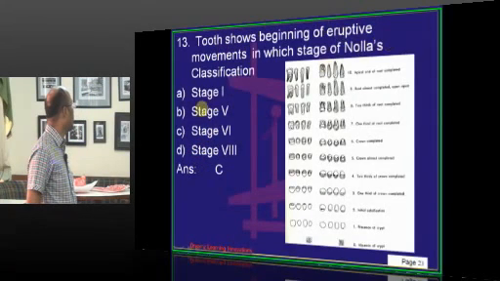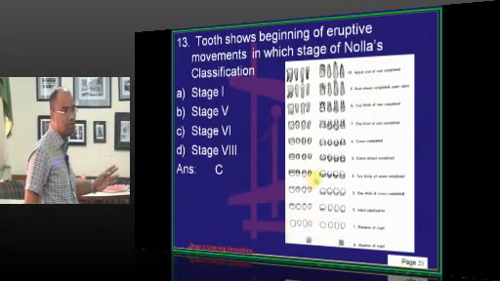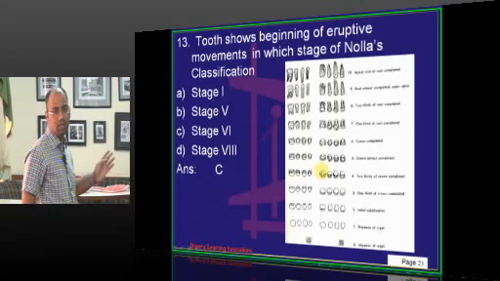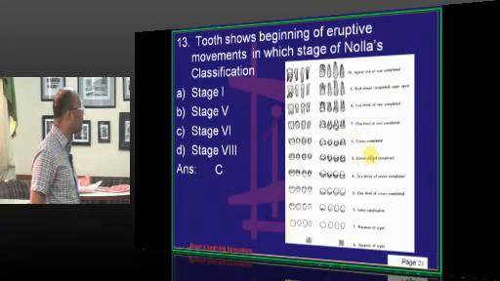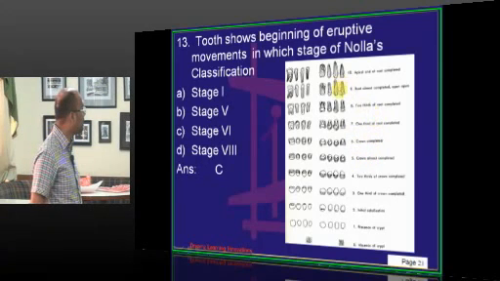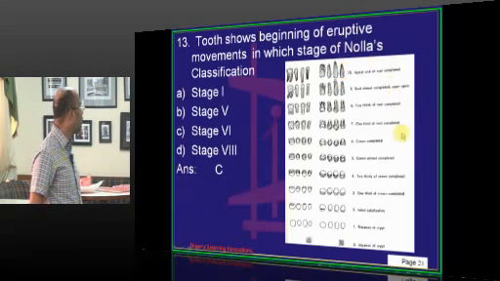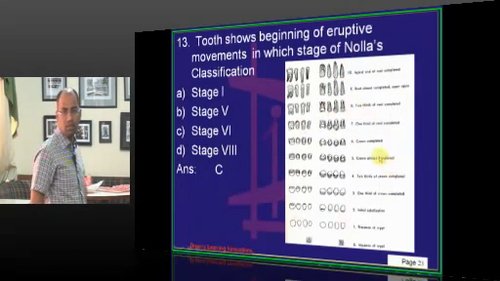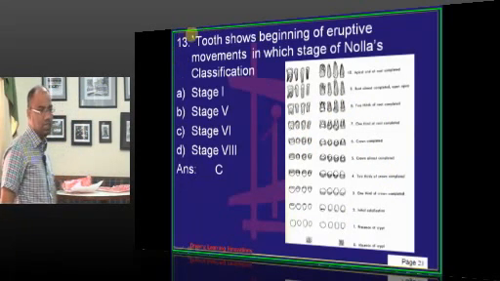Tooth shows beginning of eruptive movements in which stage of Nolla's classification? Nolla has given 10 stages of tooth calcification. Like the 6th stage, the crown is completed. 7th stage, 1/3 of the root, then 2/3 of the root, and the apical end is the last. So, the moment the crown is completed, you can see some amount of eruptive movement which is generated.